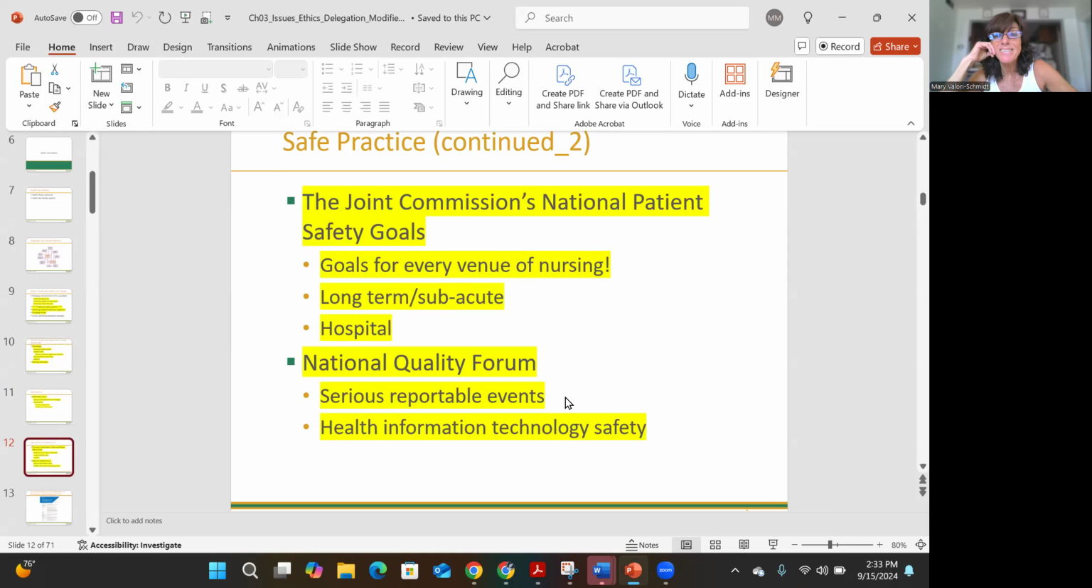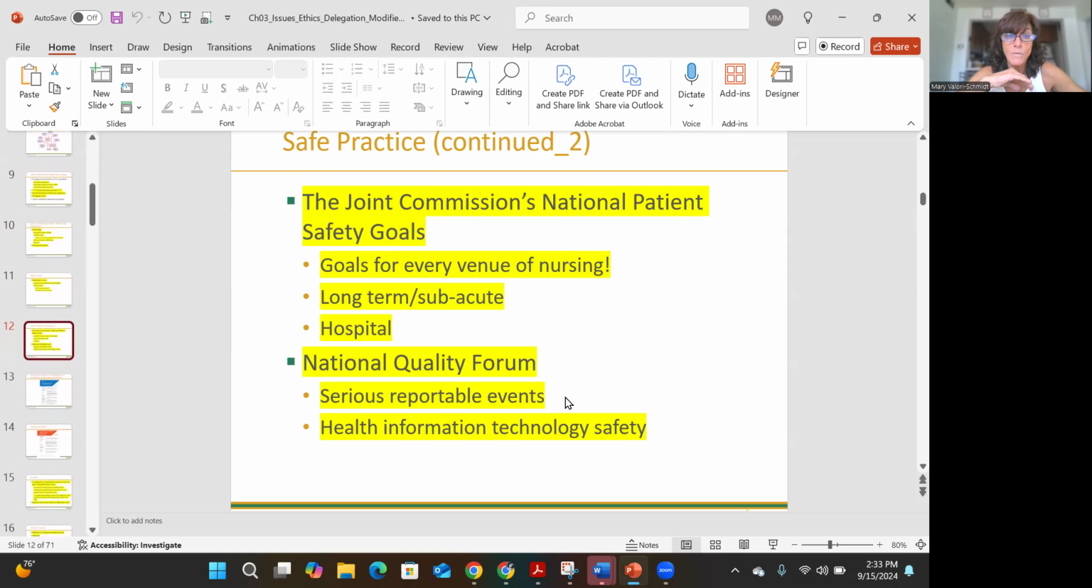And then the Joint Commission's National Patient Safety Goals. There are goals for every venue of nursing, long-term care, subacute, the hospital. There's also a set of goals for hospice care and home care. For our intents and purposes, we're going to talk about just long-term care, subacute, and the hospital. And what they did was the Joint Commission got together with the Centers for Medicare and Medicaid Services, CMS, and came up with this National Quality Forum to decide what are reportable events and how can we make everything, including the health information technology, safer for both ourselves and for our clients.